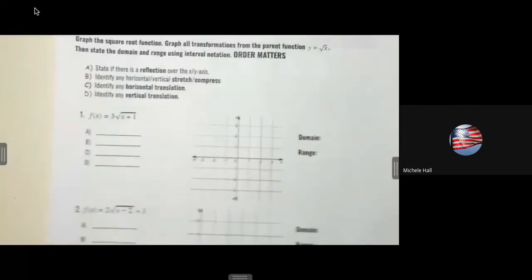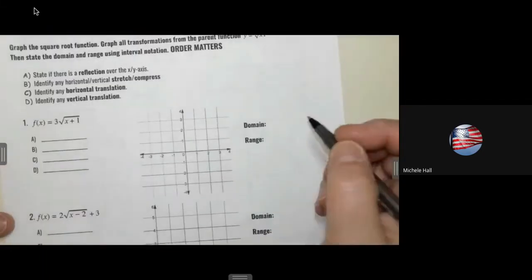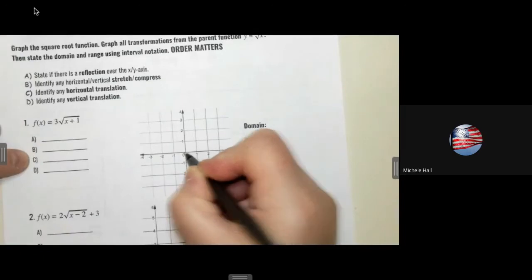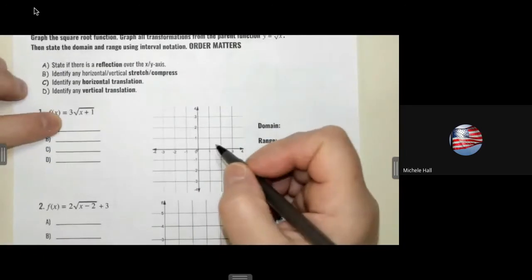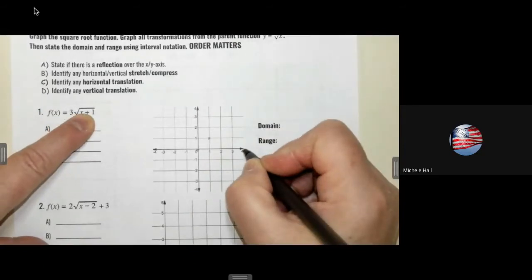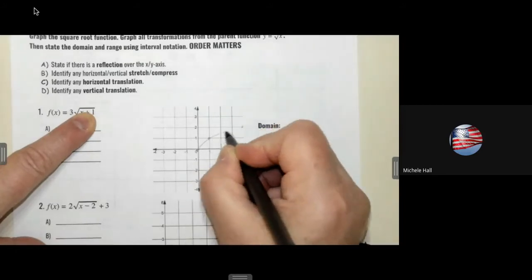So the first thing that you want to do is know what the parent function is here. It's a square root, right? So if I graph it, we're just doing the square root. When x is 0, y is 0. When x is 1, what's the square root of 1? 1. And then you'd want to go to 4 because you want a perfect square. The square root of 4 is 2, so there's the parent function.